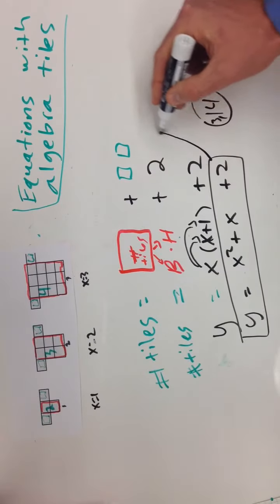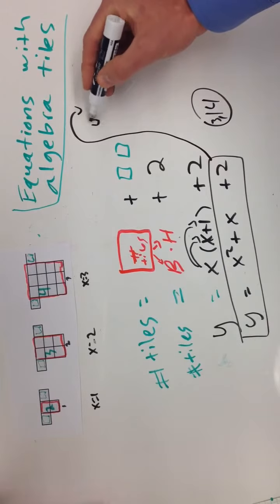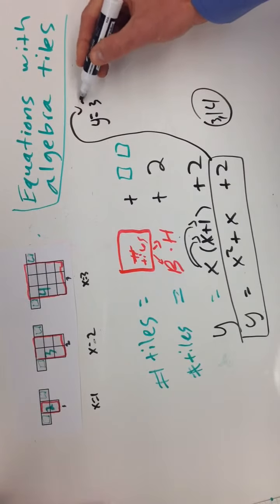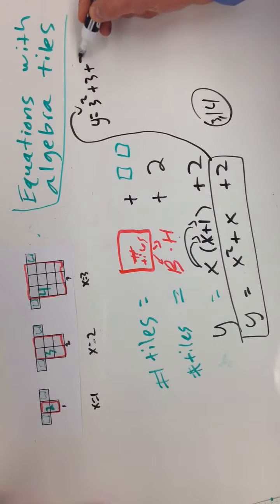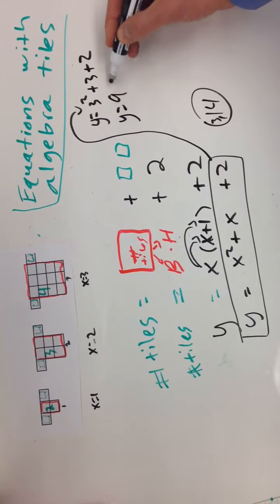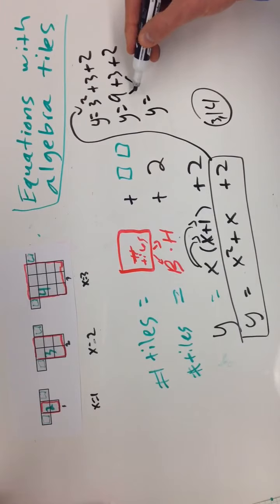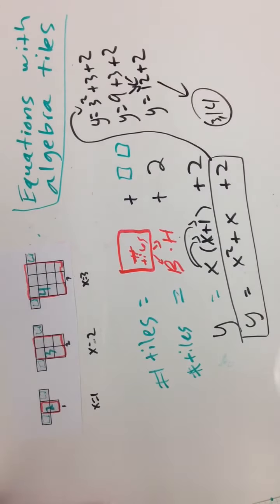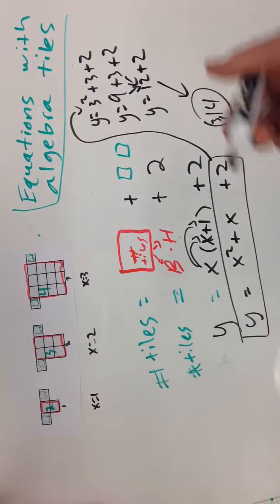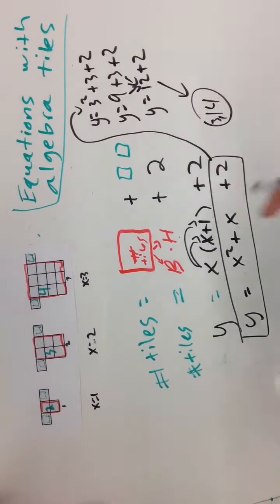If I plug that in, that would be y equals 3 squared plus 3 plus 2. That'll be 12 plus 2, and what do you know? It's 14. So we've checked, and it's got the correct number. It models the situation perfectly.